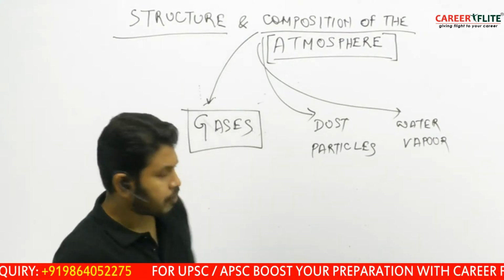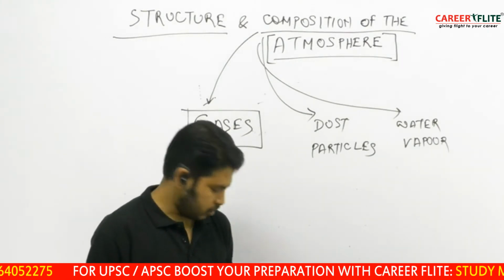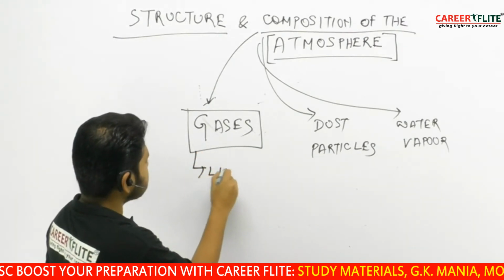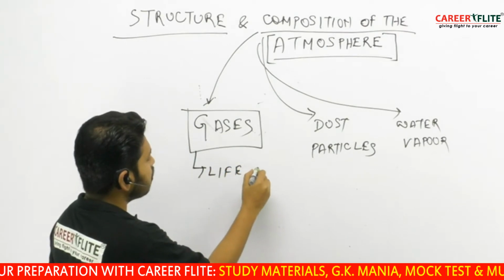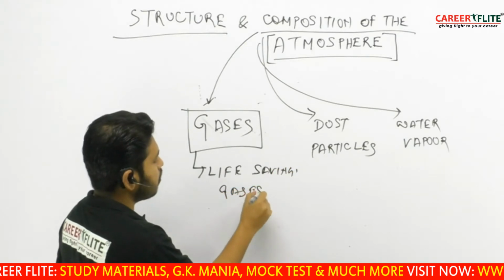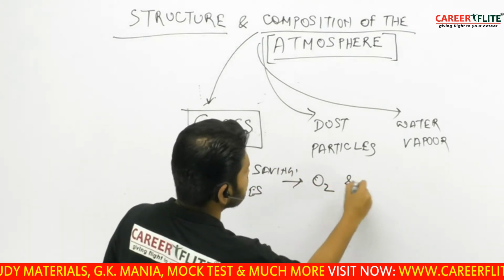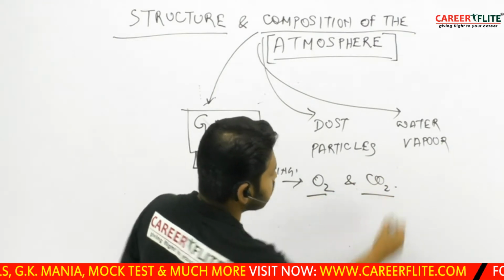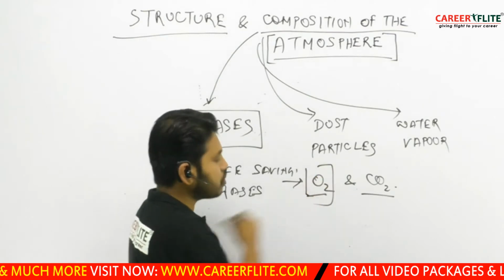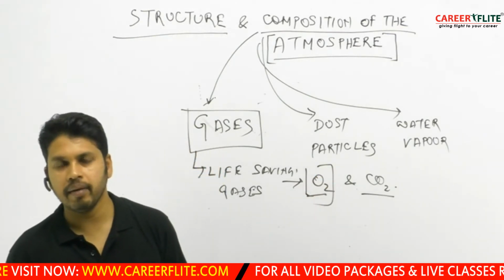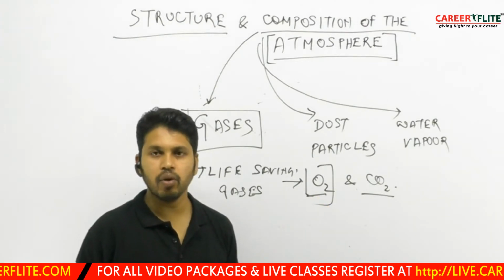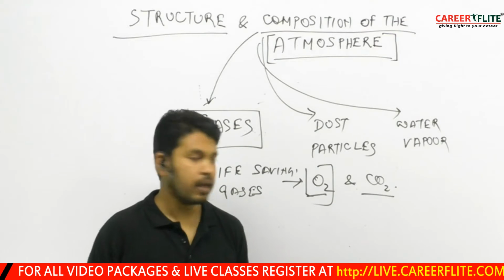Now again, the gases can be of different types. Some of the gases are very important. We call them life-saving gases. For example, oxygen and carbon dioxide. How oxygen? Because we breathe, we inhale oxygen every minute, every second. So it is very important. If there is no oxygen, no living organism, no animals can survive.